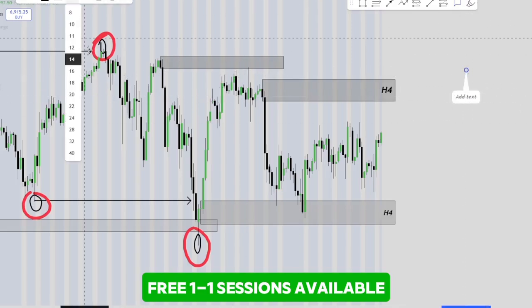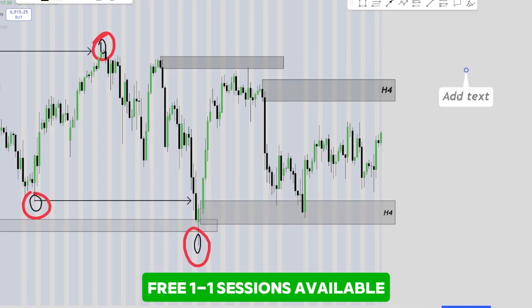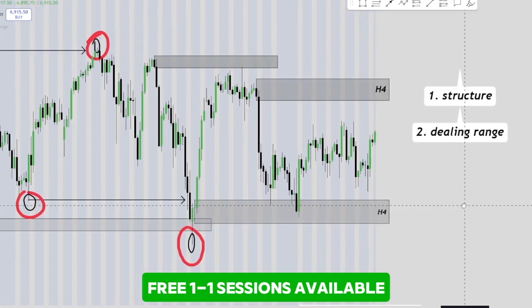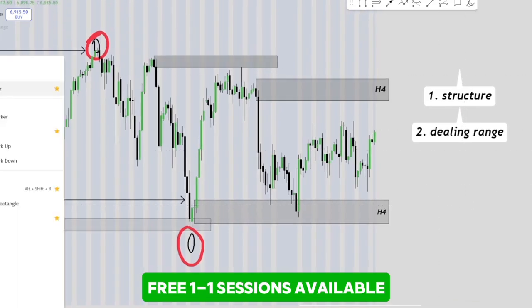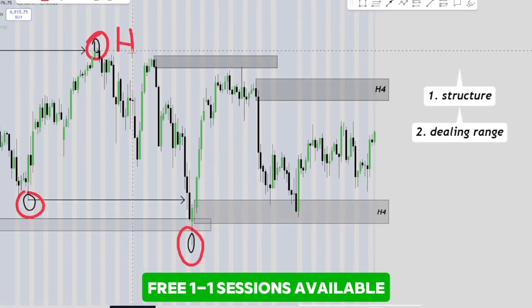The first thing we're looking for is market structure. Market structure is basically the highs and lows, and the highs and lows are what set the tone, especially for the higher time frame. After step 1, we want to identify our dealing range. I've had some questions recently in my own community about what the dealing range actually is. The dealing range simply comes down to the most recent high and the most recent low. So this is the most recent high and this is the most recent low.